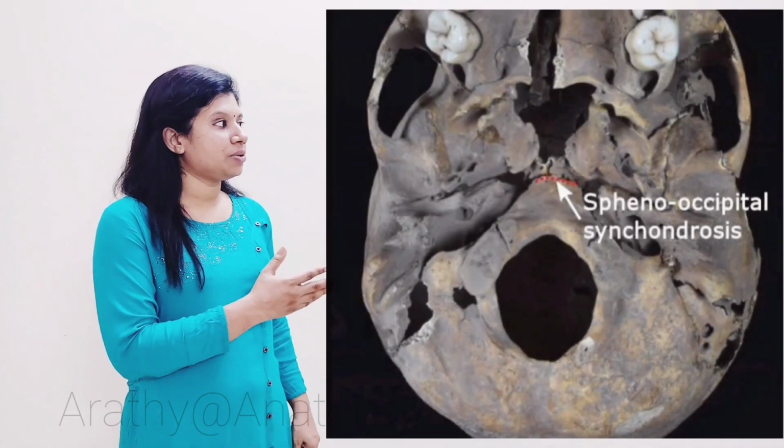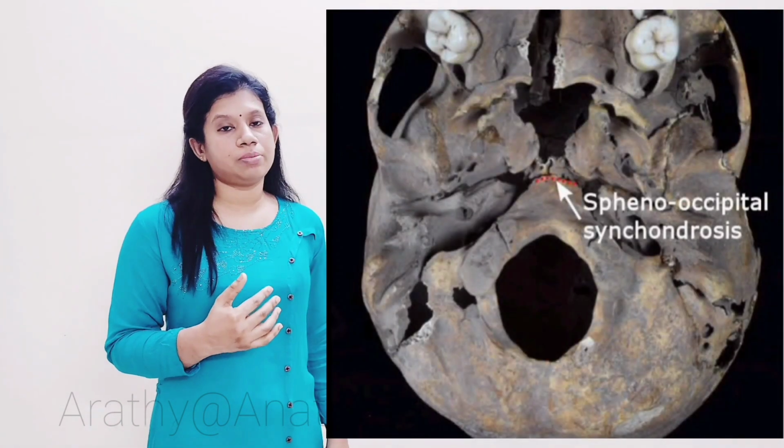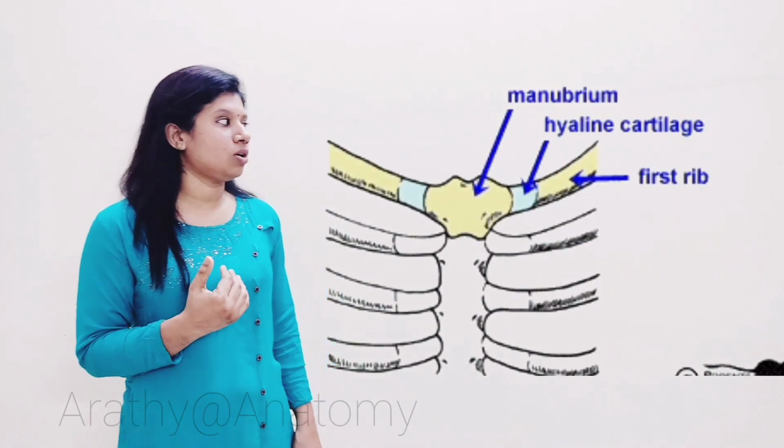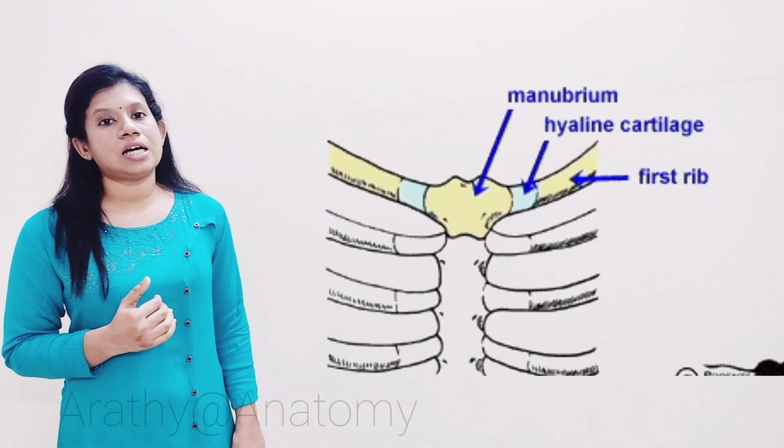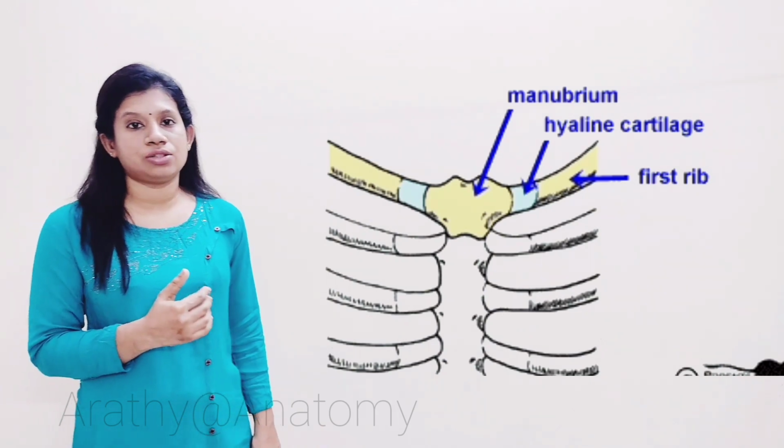Then the next one you can see is the spheno-occipital joint. Then the first chondrosternal joint and costochondral joints. These are examples of primary cartilaginous joints.